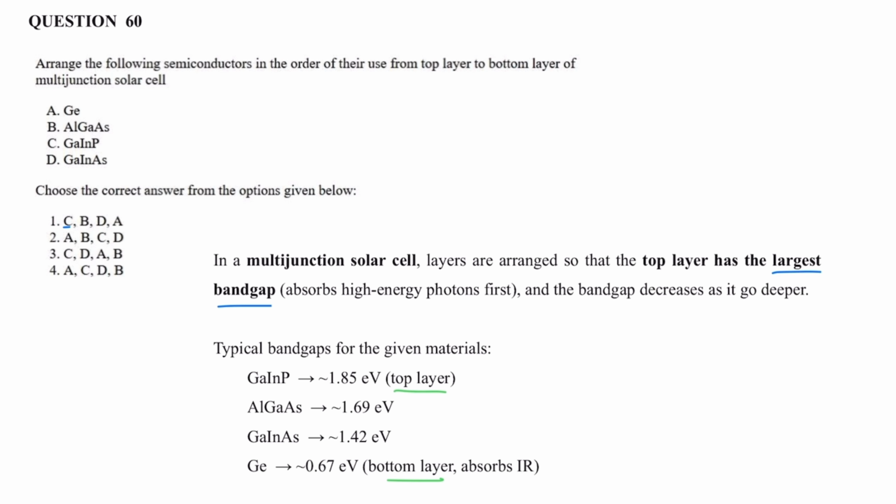Gallium indium phosphide is C, aluminum gallium arsenide is B, gallium indium arsenide is D, and germanium is A. Therefore, the correct sequence of arrangement in a multi-junction solar cell is C, B, D, A. Correct answer is option 1.